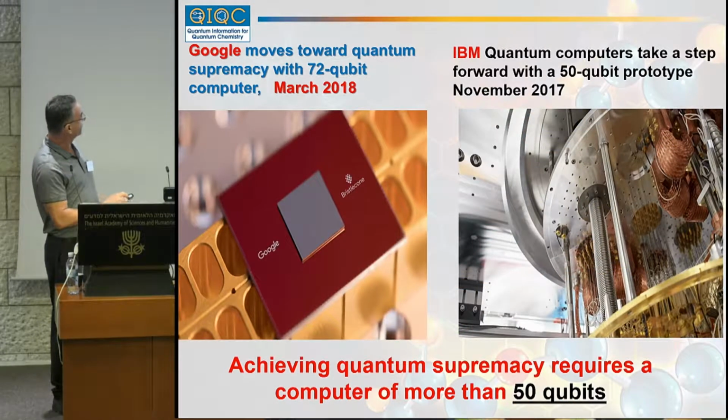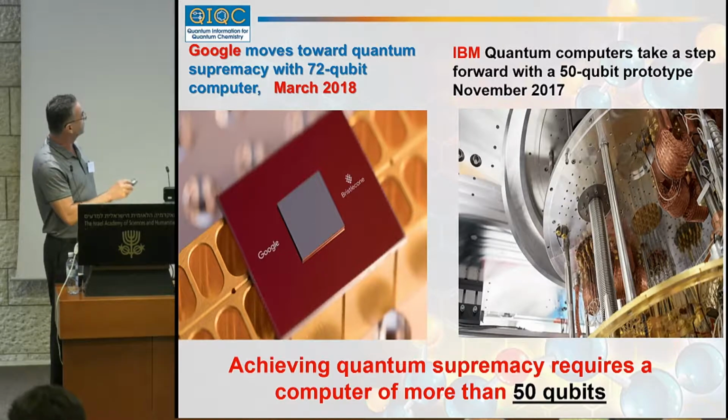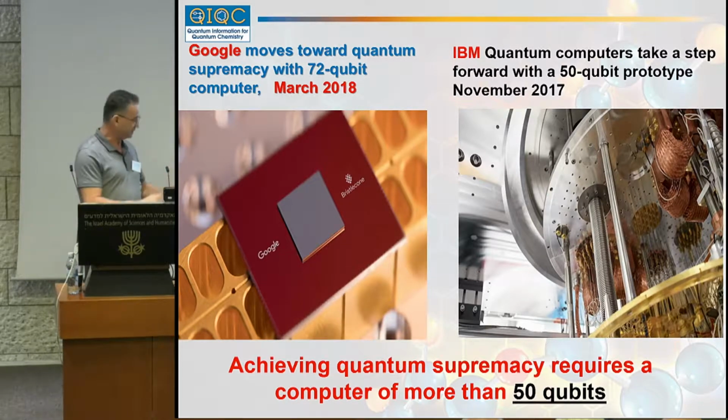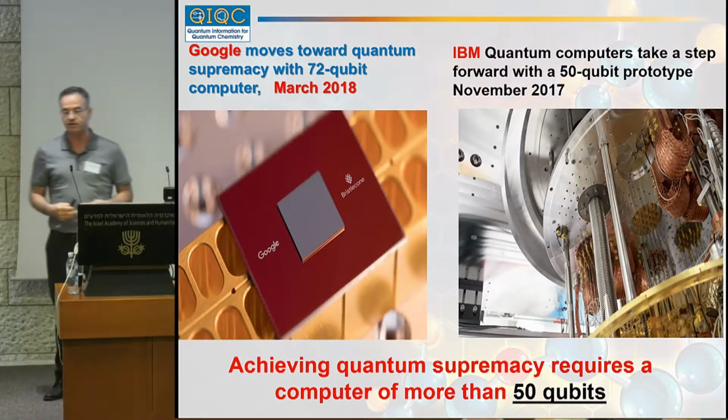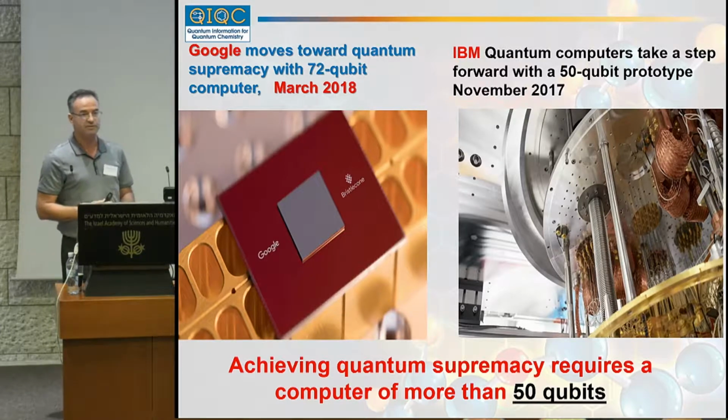And all of us have seen the recent reports about Google reaching 72 qubits and IBM 50 qubits. And the argument is, if you have a machine with 50 qubits, you can reach quantum supremacy, which means you can do a calculation on this machine that you cannot do on a larger supercomputer.